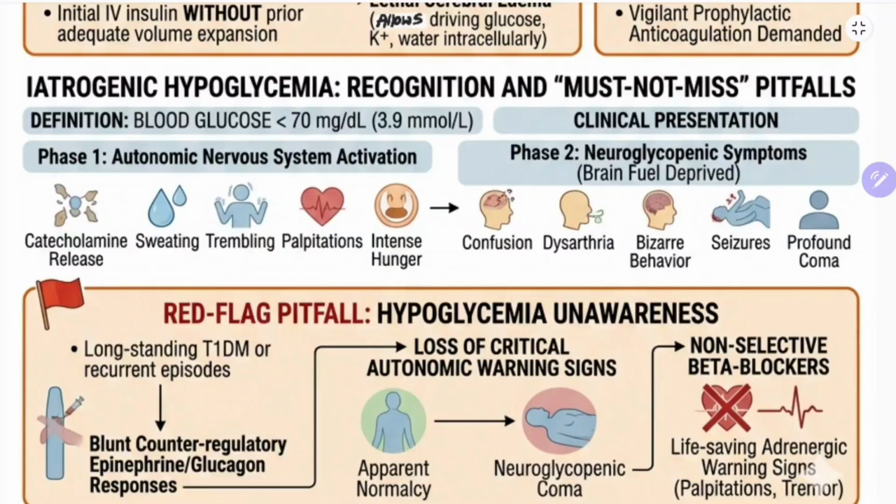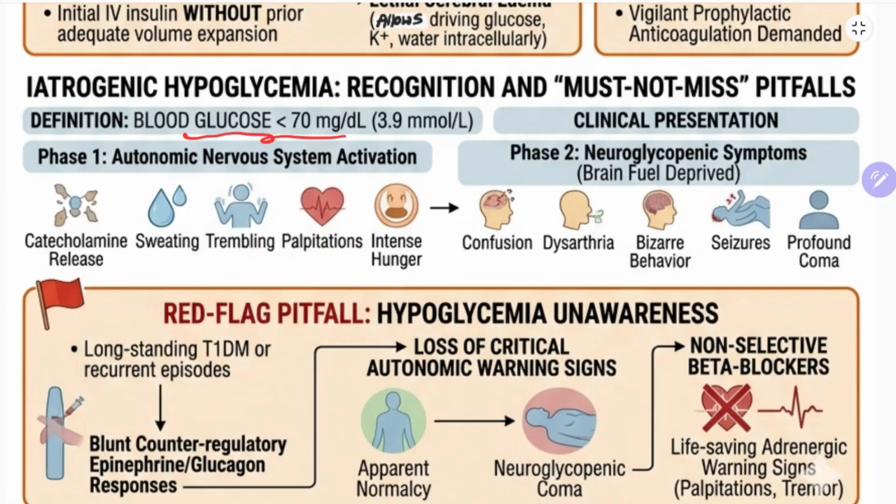So the other thing which is an acute emergency, that we will also see, is iatrogenic hypoglycemia, meaning by giving excessive insulin or a high dose of hypoglycemic drugs, you are inducing hypoglycemia in the patient. So blood glucose level less than 70 milligram per deciliter is known as hypoglycemia.